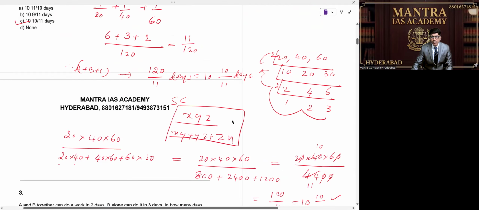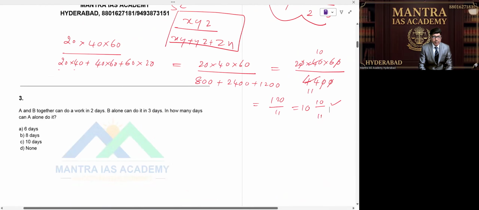Then come to the point of question number 3, please. A and B, very important question. The topic is important. A and B together can do a piece of work in 2 days. B alone can do it in 3 days. In how many days can A alone do it? I just told you that A and B together implies A plus B. And B alone in 3 days. So what are the data here?